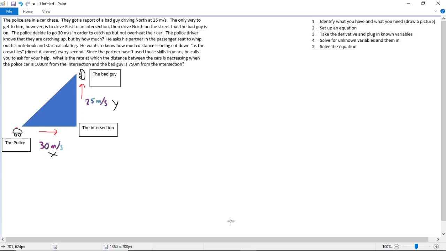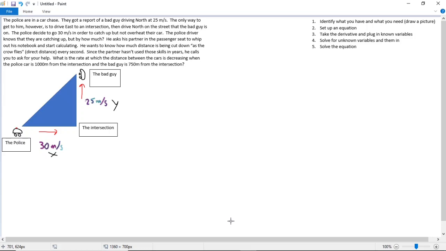He asks his partner in the passenger seat to whip out his notebook and start calculating. He wants to know how much distance is being cut down as the crow flies, or direct distance, every second. Since the partner hasn't used those skills in years, he calls you to ask for help. What is the rate at which the distance between the cars is decreasing when the police car is 1,000 meters from the intersection and the bad guy is 750 meters from the intersection?